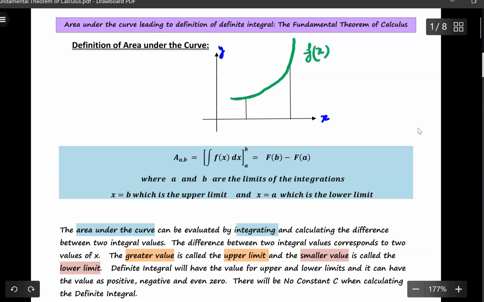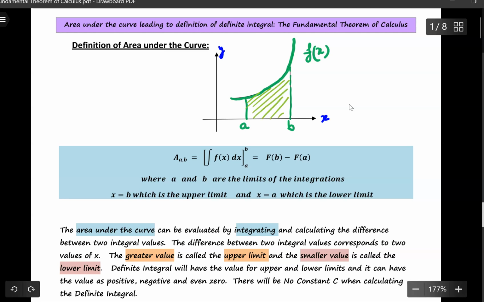I also want to identify this point as A and this point as B for x. So on the x-axis, I am going to identify point A and point B. Between these 2 points, I would like to calculate the area under this curve. So I would like to calculate this area here.